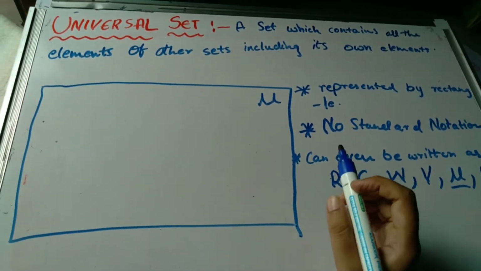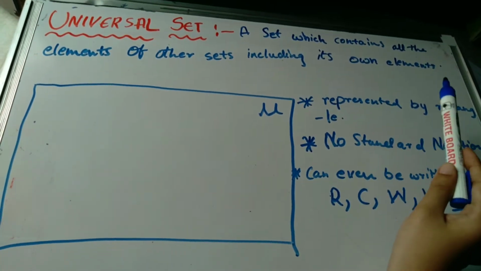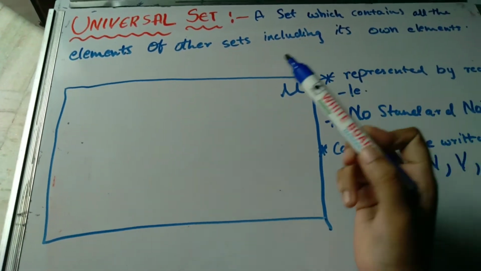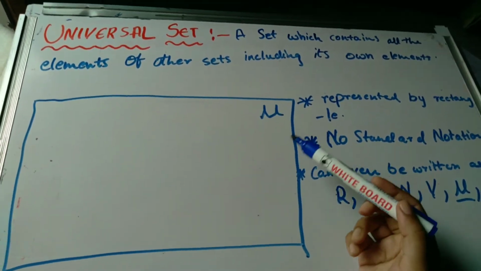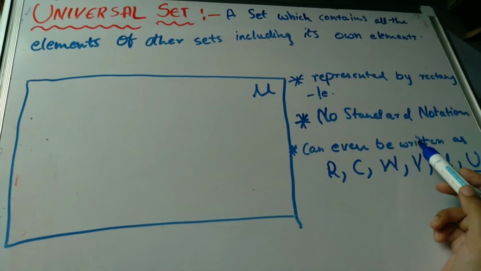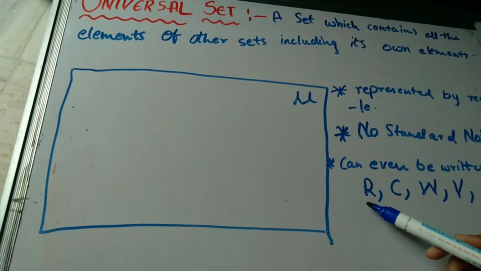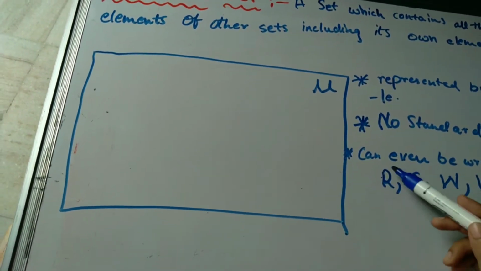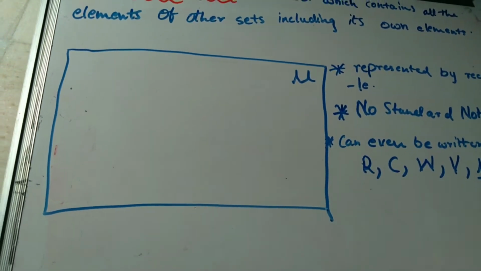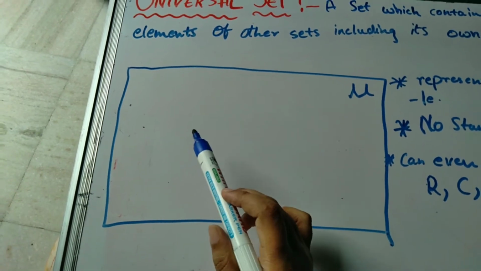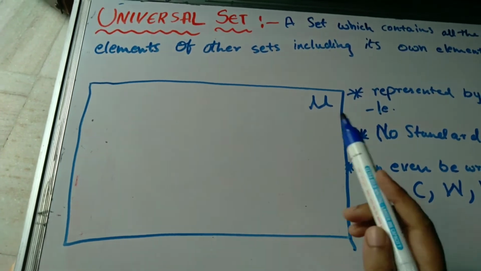Universal set is nothing but a set which contains all the elements of other sets, including its own elements. Universal set is represented in a rectangle. There is no standard notation, which means we can use other symbols to denote the universal set. We can use R, C, W, V, U and mu. So the universal set is the set which contains all the elements of other sets and its own elements also.